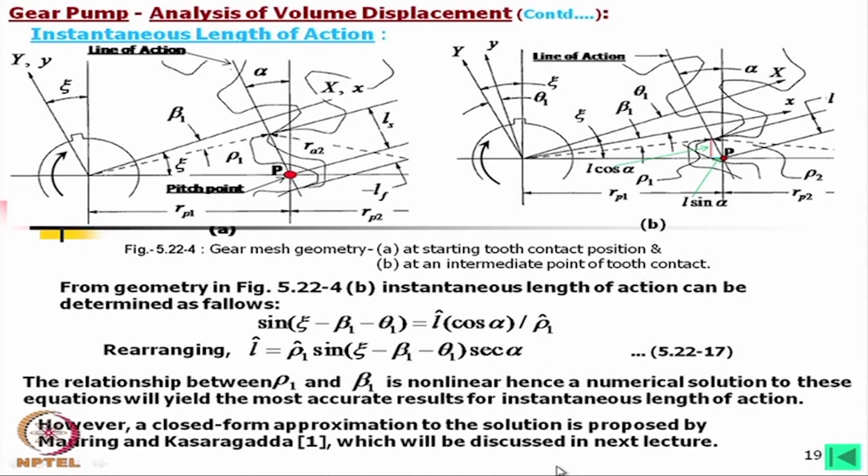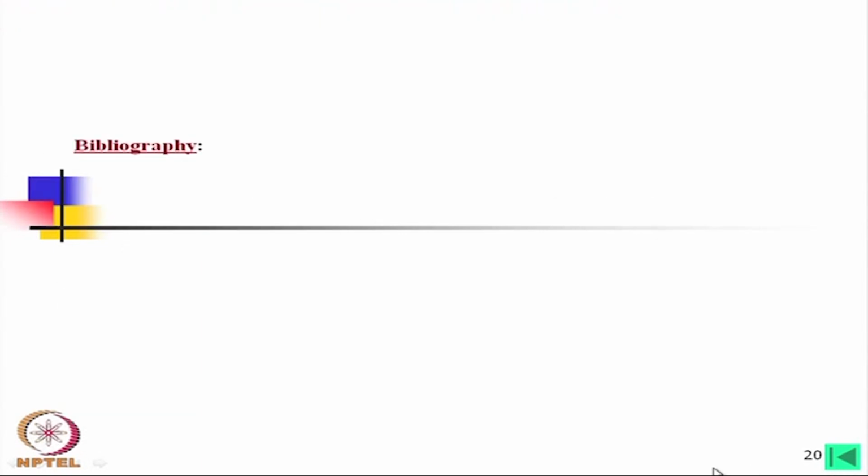However, a closed form approximation to the solution is proposed by Smallring. You will find this in the reference, which will be discussed in the next lectures. Now, I would like to say that all such analysis was not available till date. Although gear pumps have been used from the 1950s or so, only recently was this analysis done, which really shows how this area can be calculated.